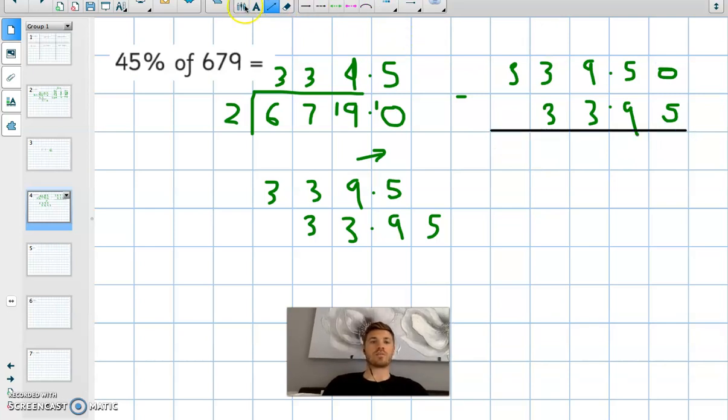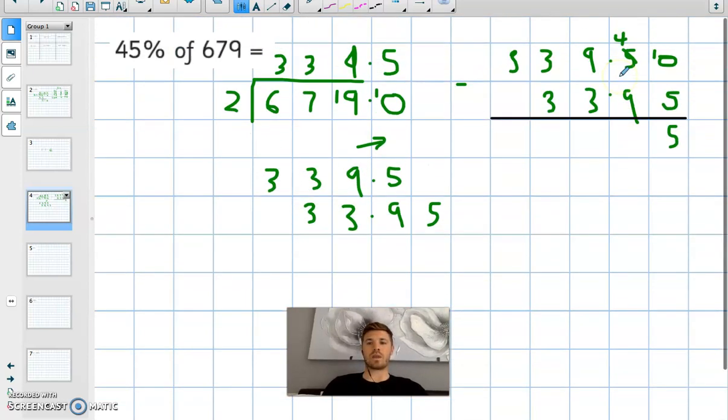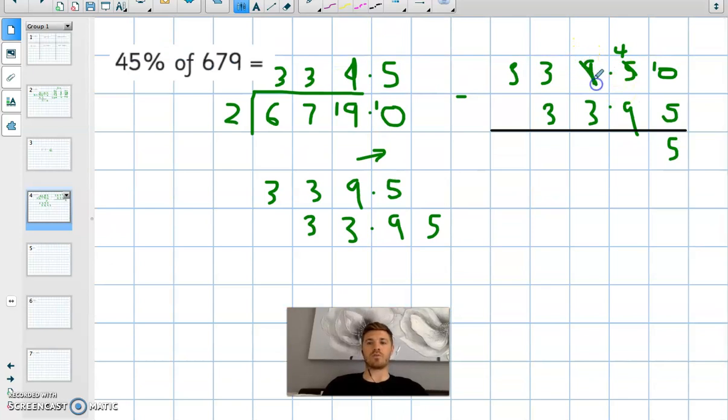So I start subtracting from the smallest digit. 0 take away 5 I can't do because the bottom digit is larger than the top. So I borrow from next door. 5 becomes a 4, the 0 becomes a 10. So 10 take away 5 is 5. 4 take away 9, again, we can't do, so we need to borrow from next door. 9 becomes an 8. 4 becomes a 14. 14 take away 9 is again 5.